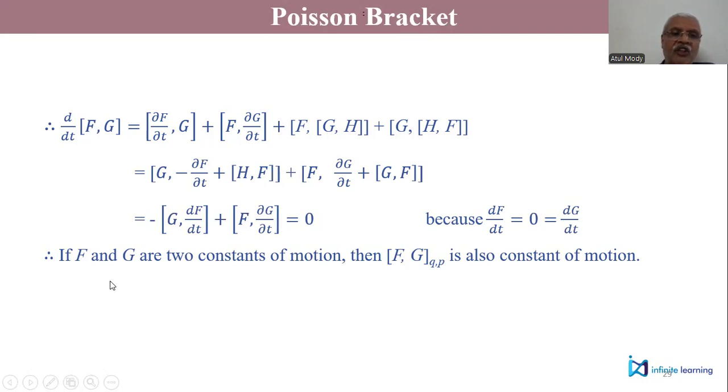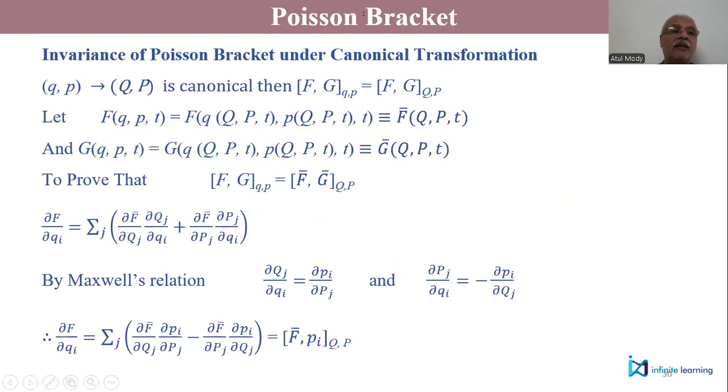So if f and g are two constants of motion, then the Poisson bracket of f and g will also be a constant. Next, we are proving an important identity, which is the invariance of the Poisson bracket under canonical transformation. And in fact, this will become one way to verify whether a transformation is canonical or not.